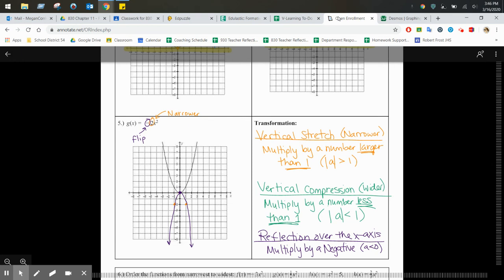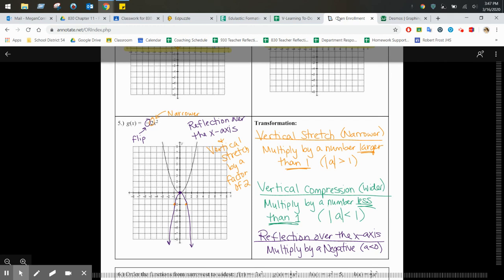So I have a reflection over the x-axis and a vertical stretch by a factor of 2. So notice the factor stayed positive. The negative is what told us about our reflection. So that's the idea, is when I'm multiplying those numbers, a number bigger than 1, it's going to get narrower. A number smaller than 1, it's going to get wider. Any negative number is going to flip it over that x-axis.